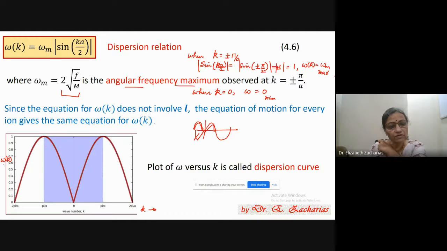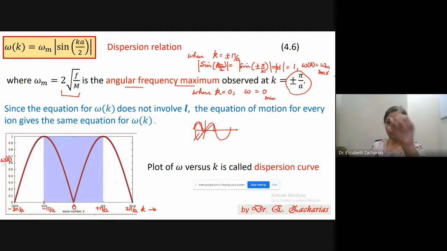This corresponds to 0 k. This corresponds to minus 2 pi by a, and this corresponds to plus 2 pi by a. At minus 2 pi by a and plus 2 pi by a, the function is 0. And when is it a maximum? It's a maximum at plus minus pi by a, as I've already written here. So this is minus pi by a, and this is plus pi by a. This graph is very important.